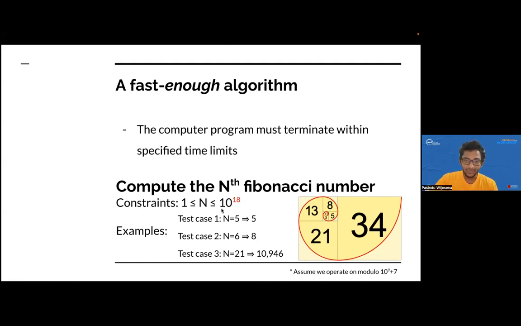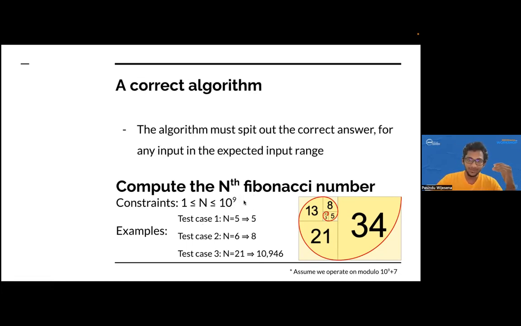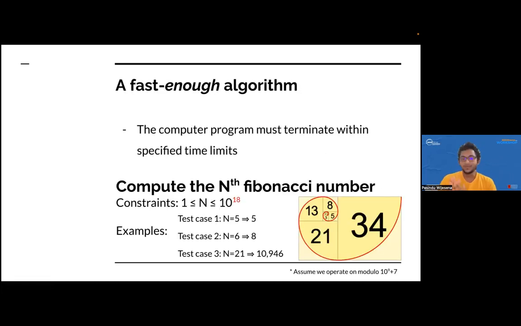So for this instance of this question, where the constraint is 10 to the power 18, our solution might not work. But if the constraint was 10 to the power 9, like we had in the previous one, then we would need just 10 to the power 9 nanoseconds. That would be a single second. So in that scenario, our algorithm is going to be fast enough.